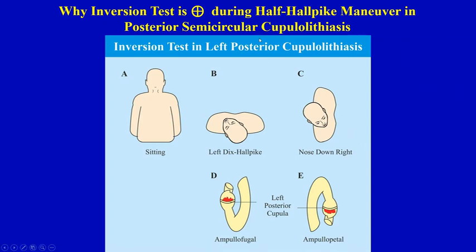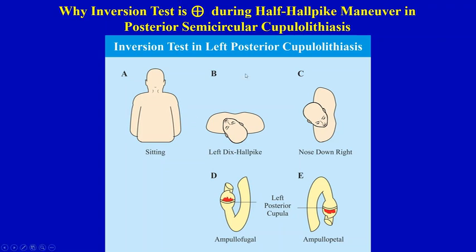Inversion test is positive during the half Hallpike maneuver in posterior semicircular cupulolithiasis. This is because there is an excitatory ampullofugal deflection of the left posterior cupula, resulting in persistent left torsional upbeating positional nystagmus of more than 1 minute duration.